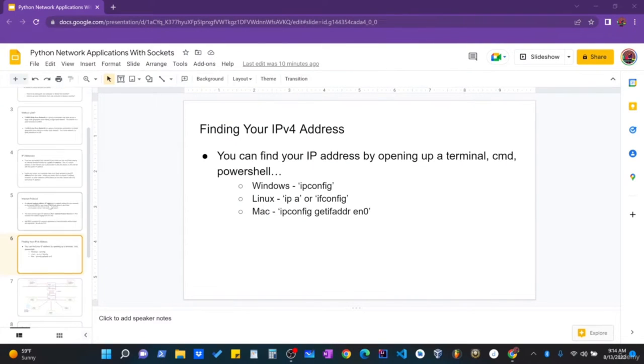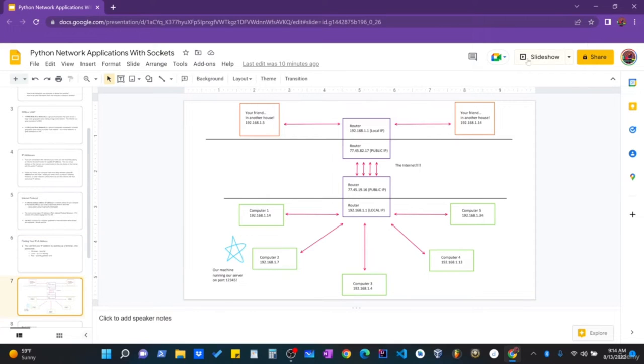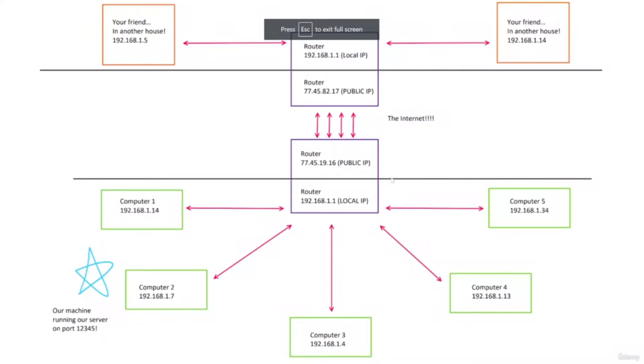So let's maybe visualize this. I have a nice little graphic here that I think will help explain this. Imagine everything on this side of this line is a house on a LAN, a local area network, and everything above this line is another LAN. We've got a couple of routers here that are connecting to the internet. Notice that the router is on the LAN, on the local side, but it's also on the public side. It's connected to the internet in both cases.